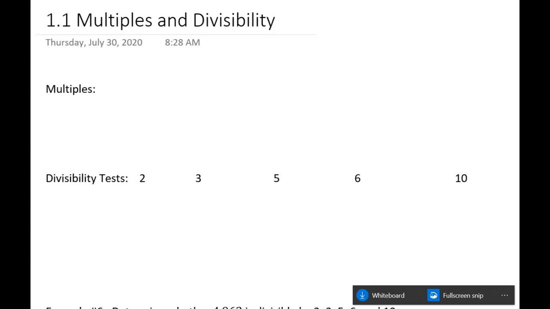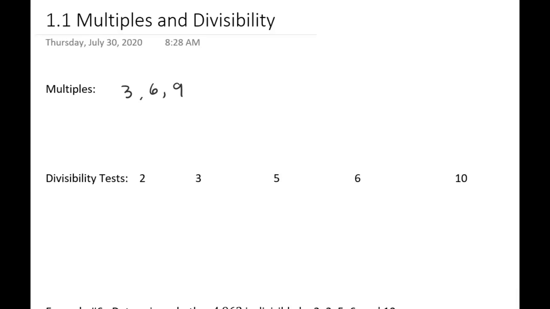Now we're going to talk about multiples and divisibility. So a multiple, let's say we want to write the multiples of 3. We start with 3, and then the next one would be 6, and then 9, and then 12, and then 15. That would be the beginning of the list of multiples of 3. So it's like you're counting by threes. We used to say that as a kid.